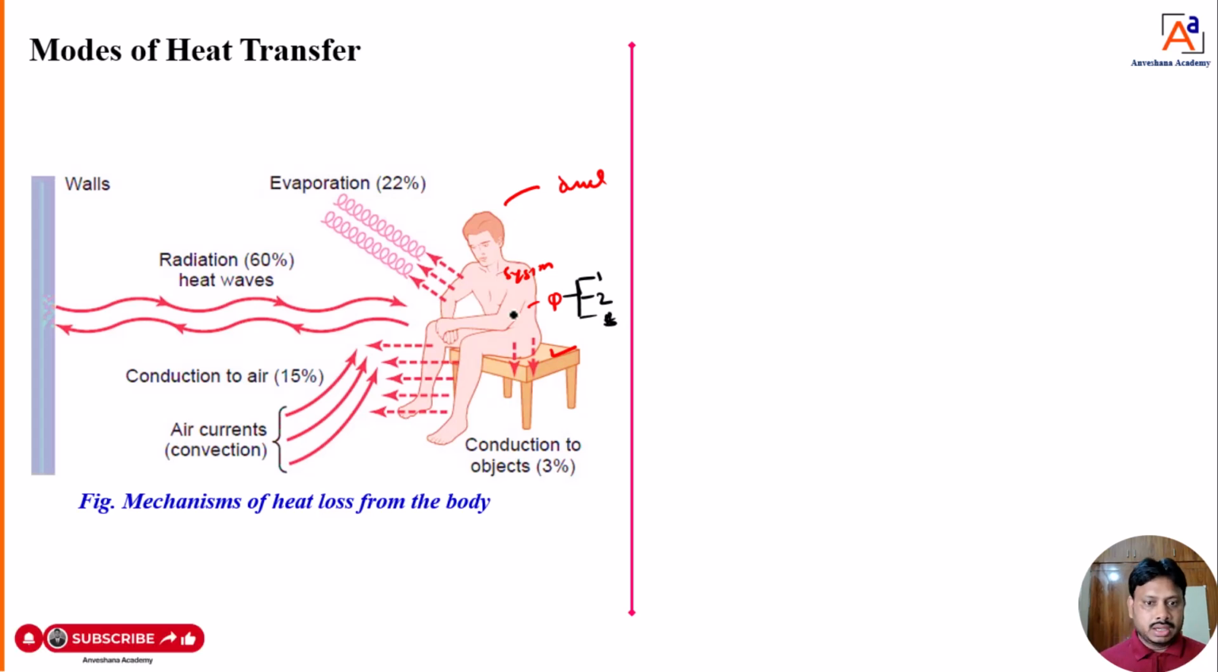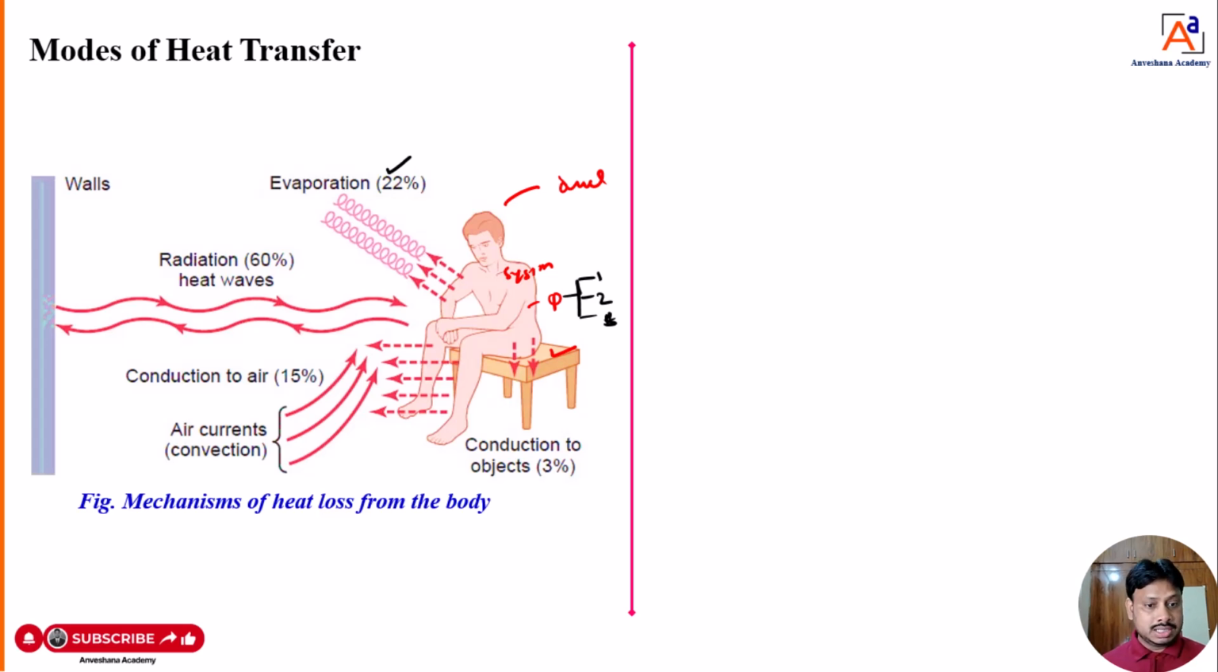Now, dear students, sweating will happen, right? Because of the excess heat in your body, sweat will happen. Due to that sweat, what will happen? Evaporation. So that means heat is going to transfer from your body to the surrounding through evaporation. That type of heat transfer you can call convection heat transfer, dear students.